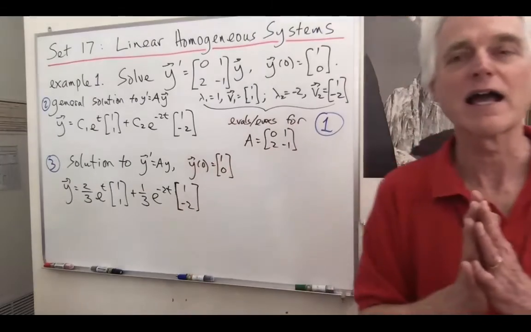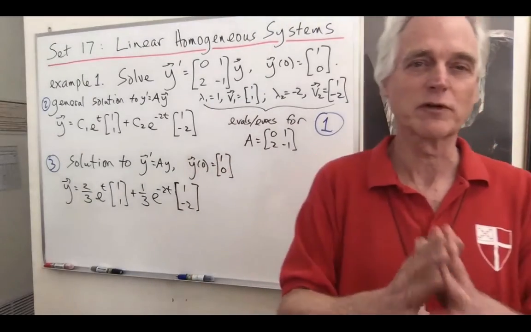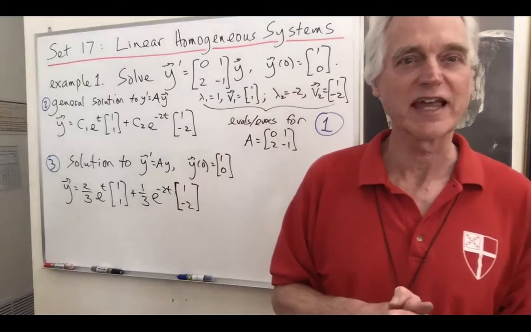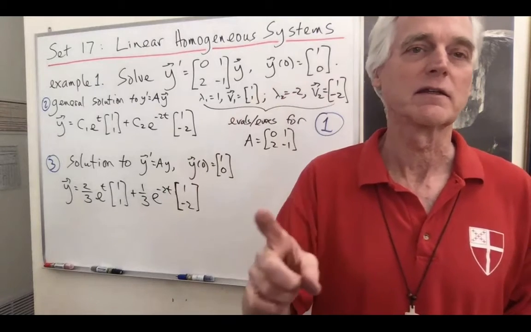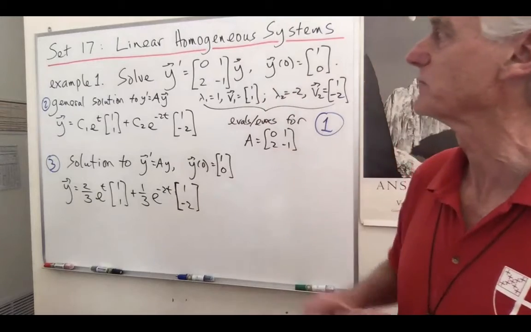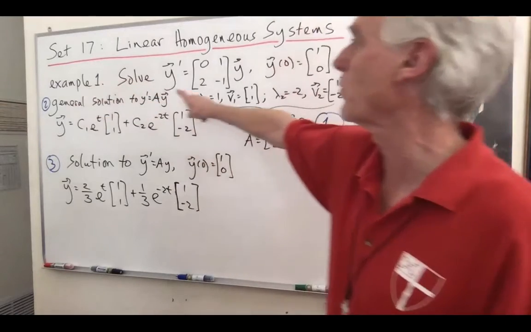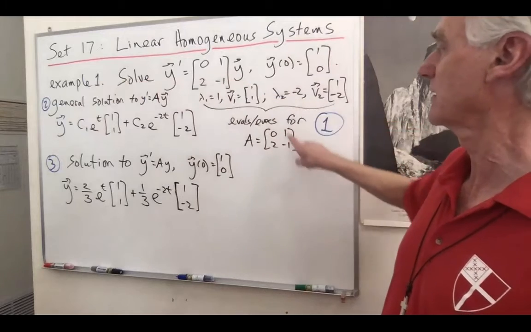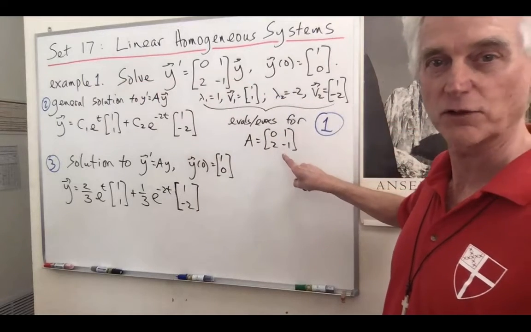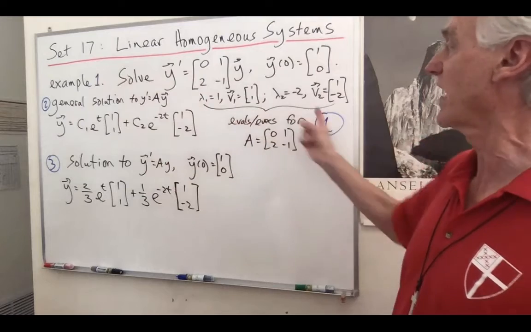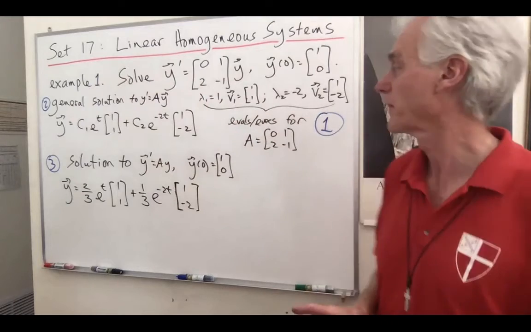Hello, I'm back. I want to continue this example and show the computer pictures for this example, one that was solved in a separate little mini lecture. Okay, so you might remember with example one, where we had y prime equals Ay. Here's the matrix A. Step one was computing the eigenvalues and eigenvectors.